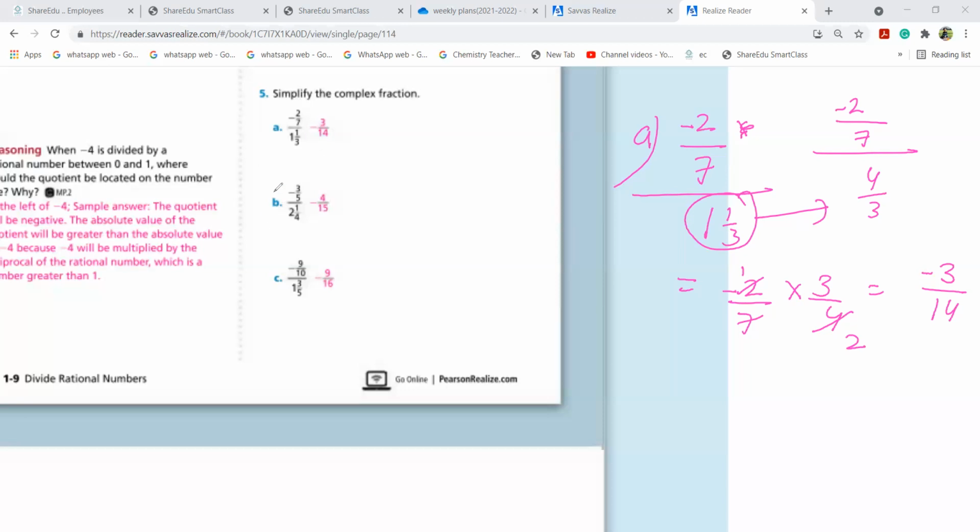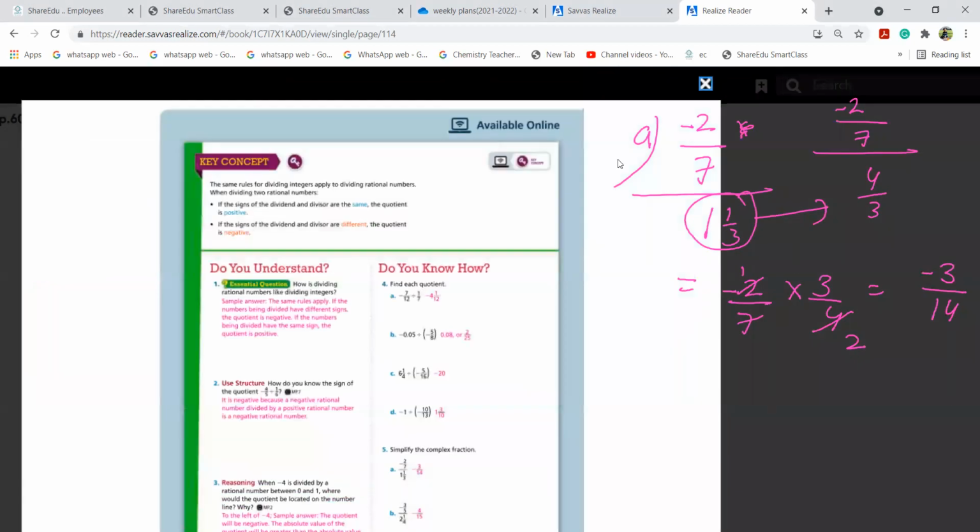Now, girls, can you take B and C as homework, please? Because if I do each and everything, I will not finish my lesson at all. B and C, take it as homework. I'm sorry, girls, but you will practice them. It is good for you. The more you practice, the better you understand the lesson.